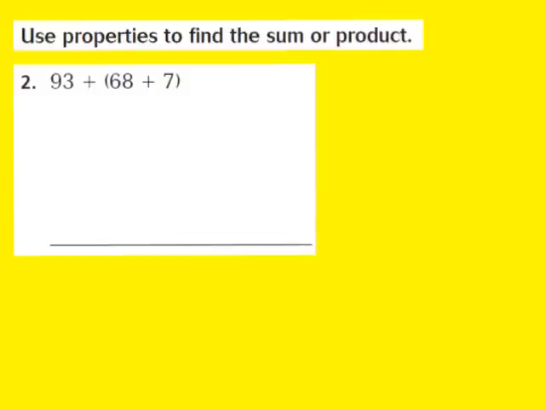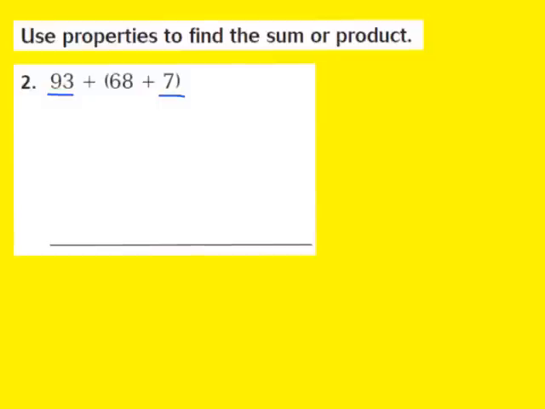Now, let's take a look at question number 2. Question 2 says to use properties to find the sum or product. And for question 2, they give me 93 plus (68 plus 7). Well, I know that 68 and 7 are not numbers that work very easily together. So I'm going to look at the other numbers in my problem, and I notice that I have a 93, and I also have a 7. And I know that if I add 7 and 3 together, it's going to take me to 10. So I know that those two numbers would be very easy to work out mentally.